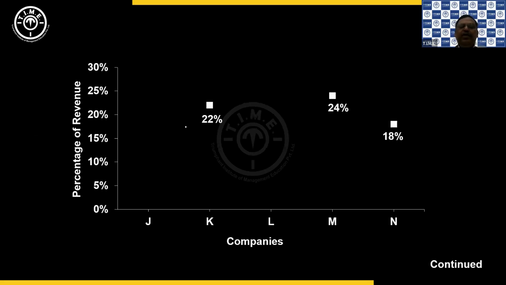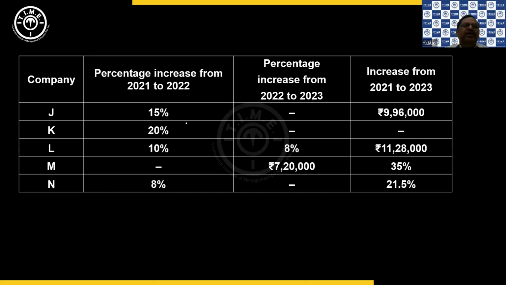You can see here 22%, 24%, 18%. So 22 plus 24 is 46, plus 18 is 64%, which means J and L together will be 36%. Next, what is given here? Percentage increase from 2021 to 22, and then percentage increase from 22 to 23. Few things are given, few things are kept blank.